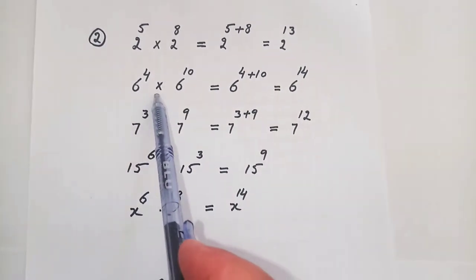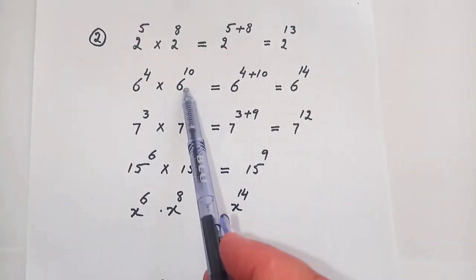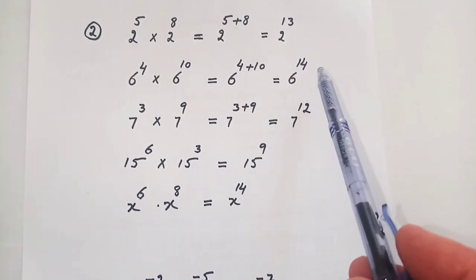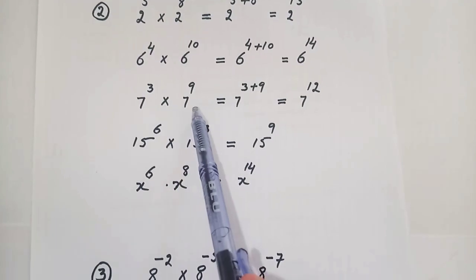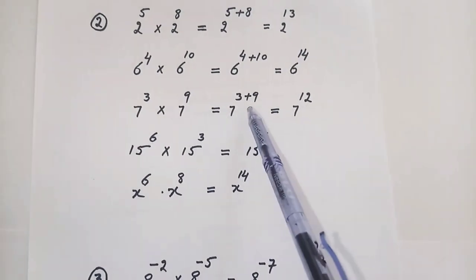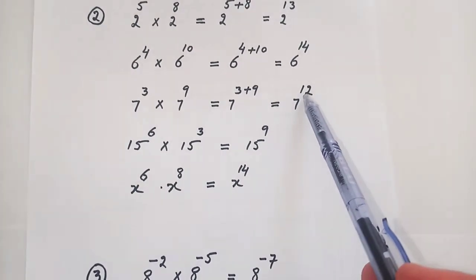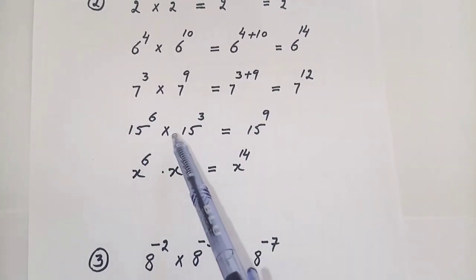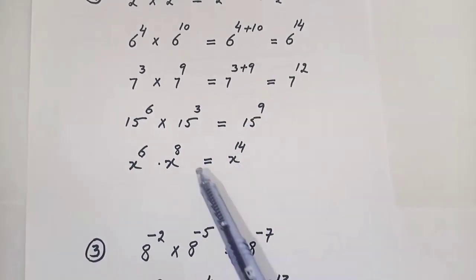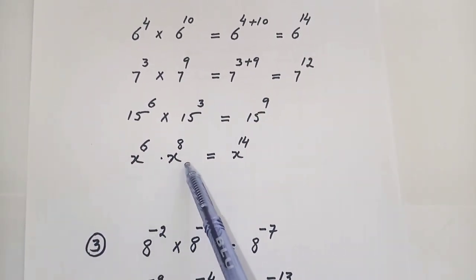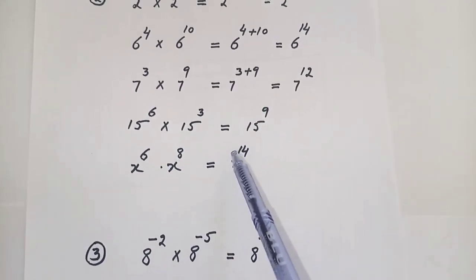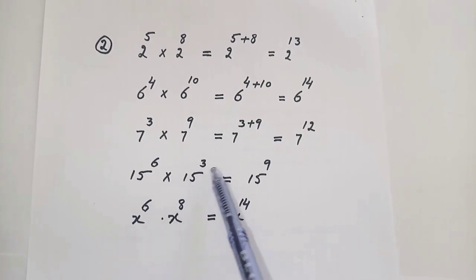Here again bases are the same. Base is 6 here, base is 6 here, so powers will be added. 6 power 4 plus 10, this is 14. Here again base 7 is the same in both cases, so powers will add and we write 7 power 12. Here the base is the same, so we write 15 power 9, 6 plus 3 is 9. Here the base x is the same, so we write x power 6 plus 8, 14. So when bases are the same, then powers are added.